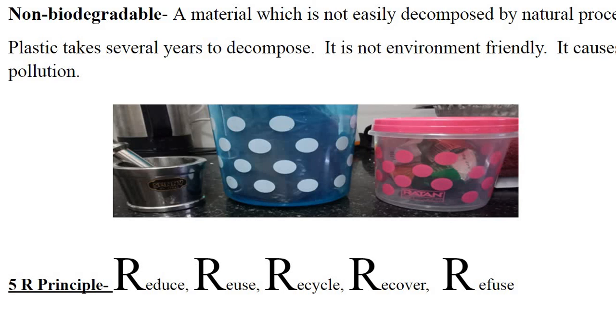Reuse. Don't follow the use-and-throw culture. Suppose you are writing with a ball pen. After finishing the ink, you throw it away. Don't use that kind of pen or don't throw it away. What you can do is buy a refill and use it again. And reduce. You have the freedom to use plastic. But what you can do as an ideal citizen is reduce the use of plastic. So these are the 5R principles: reduce, reuse, recycle, recover and refuse.